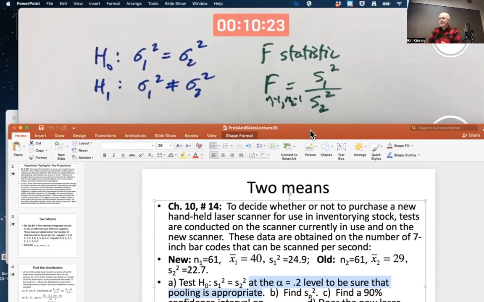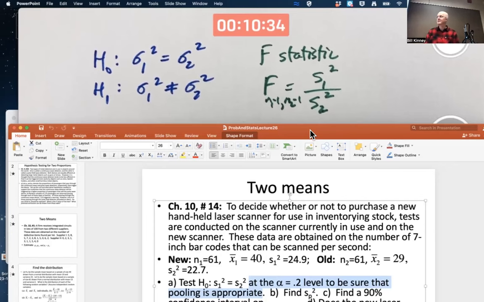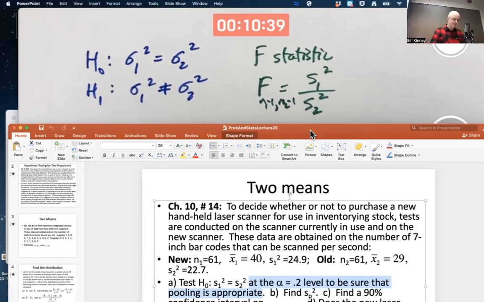Do you need to worry about what degrees of freedom means? Not really. It's just a label. It does determine how you use this F statistic, if you use the table in the back of the book or if you use technology. But that's what it equals.